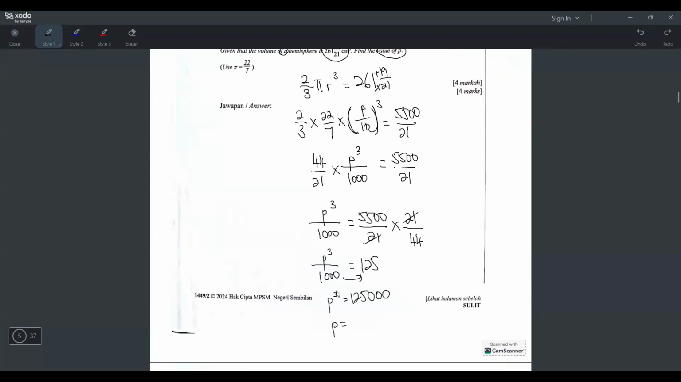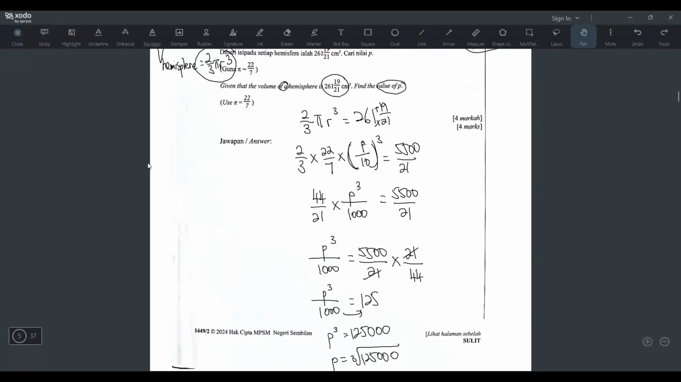And the last step is just to move the cube, the power 3, right? So when you move cube over there, it becomes cube root. Or in bahasa Melayu, kuasa 3 hantar jadi punca kuasa 3. So what is punca kuasa 3 of 125,000? I think it's 50, right? Let me double confirm with my calculator because I don't want to give you the wrong answer. So yeah, my calculator also gives me 50. So I think P is 50.